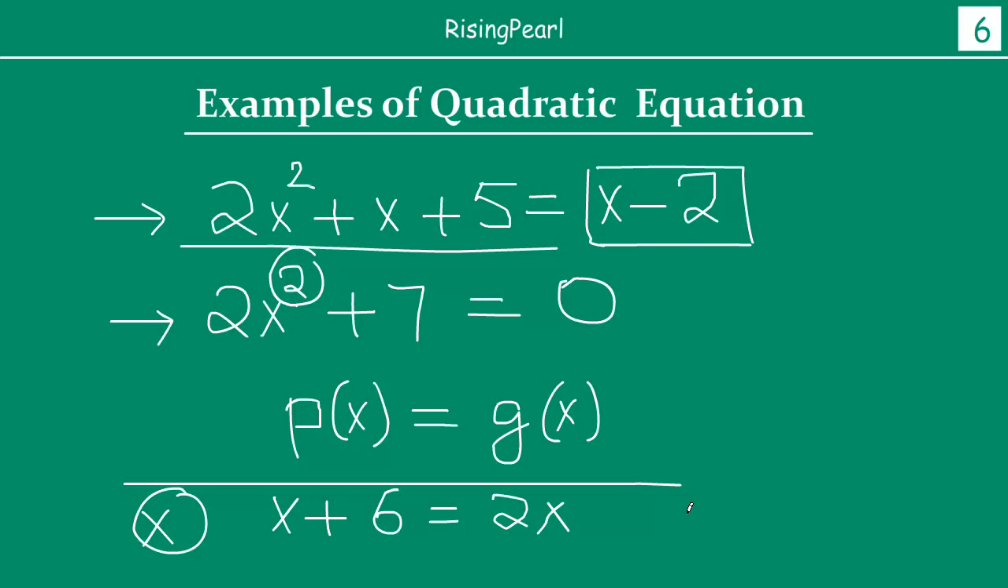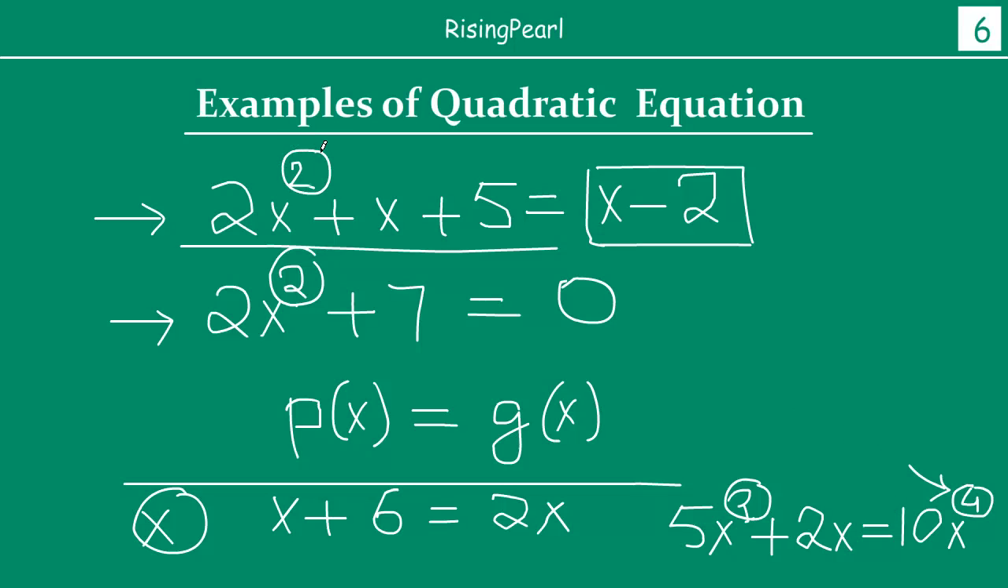Similarly, if I have something like 5x cubed plus 2x equals, let's say, 10x to the power 4. Is this a quadratic equation? No, because the highest power to which the variable is raised here in this case is 4. So this is also not allowed. So remember that the highest power to which any variable is raised must be 2, right?